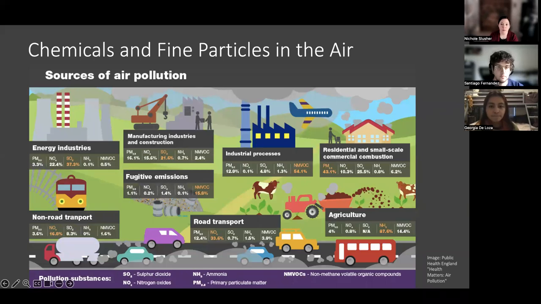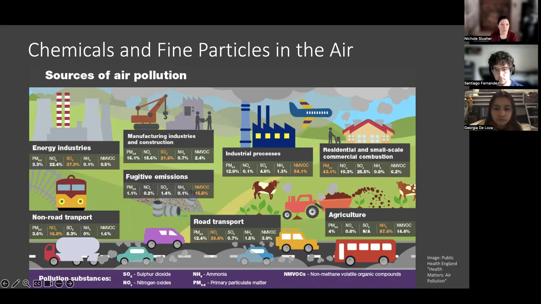As you can see, there are many sources of pollution and chemicals in the air. They mostly arise from the combustion of fuels for various purposes, including energy industries, manufacturing, transportation, and industrial processes. Of particular interest are particulate matter and sulfur dioxide.